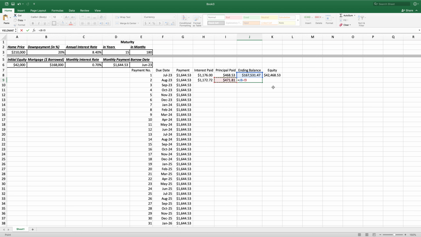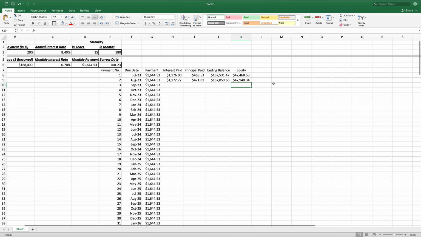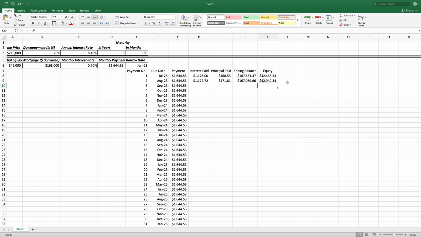And that means, of course, now after the second payment, the ending balance has fallen to $167,059.66. And then finally, our equity is just the previous equity plus whatever principal was paid on the second payment. Now its equity has risen to $42,940.34.